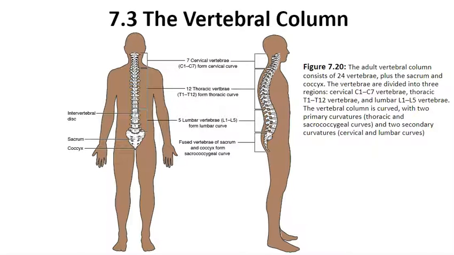Figure 7.20 shows the adult vertebral column with its 24 vertebrae, plus the sacrum and the coccyx all the way at the bottom. The vertebrae are divided into the cervical, C1 through C7, thoracic, T1 to T12, and lumbar, L1 to L5, regions. The column has two primary curvatures and two secondary curvatures, and we'll go into greater detail about those in just a moment, but let's first have a look at this overview video first.